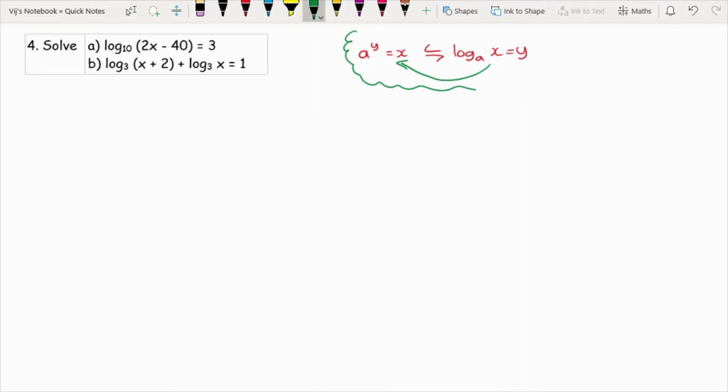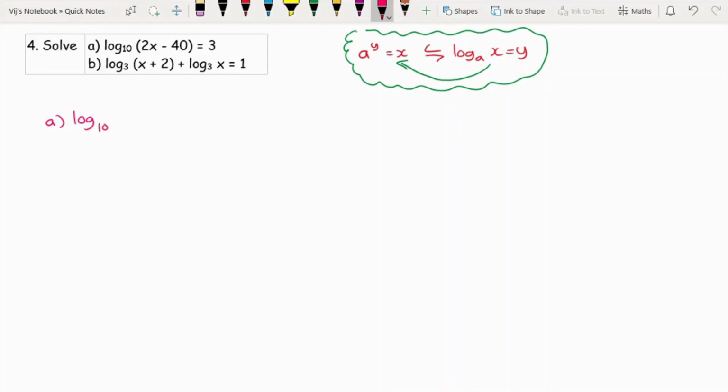So the key thing with this is to make sure you've got no number in front of your logs, make sure you turn it into a power, and then it's just a case of substituting numbers in. So what do I mean by all of that? Looking at question A, let's start by writing the question out.